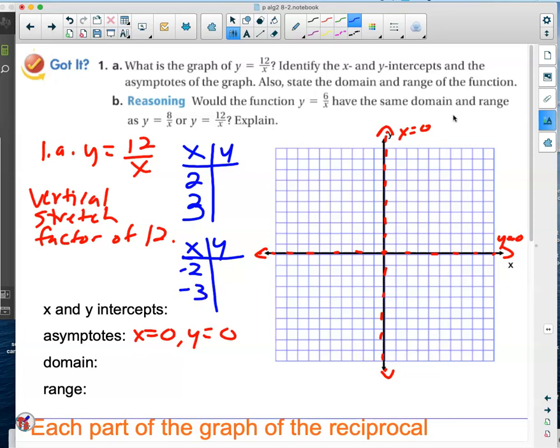12 divided by 2 is? 12 divided by 3 is? And then just put some negatives on there, and you have the other branch. So let's graph those. 2, 6, and 3, 4, and -2, -6, and -3, -4.